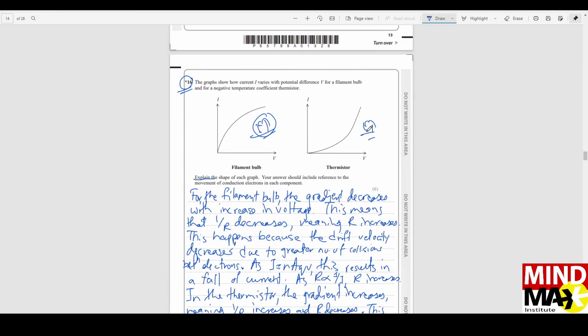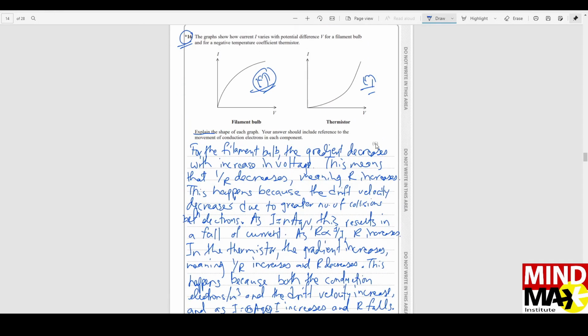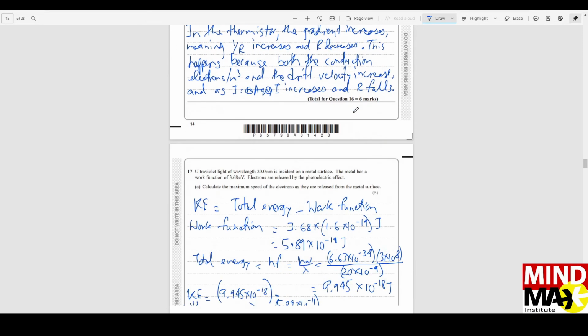So that is how we can explain the reason why R is falling in the thermistor and why R is increasing in the filament bulb. So you have to go into the actual, substantial depths of it, not just describe what you see in the graph.